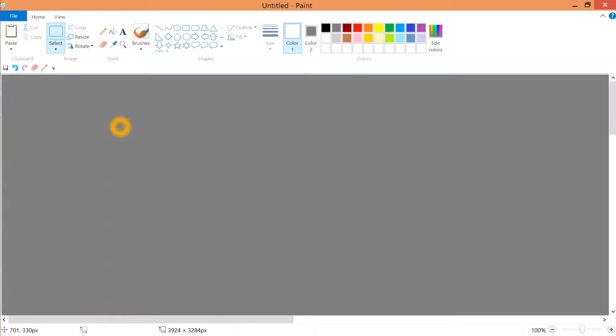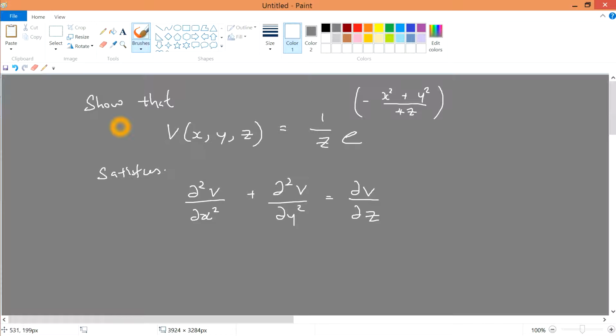And therefore, to do up my questions, allow me to share with you. Show that the function v in terms of x, y, z, a function containing x, y, z, is equal to 1 over z exponential, etc. I don't know what I'm talking about, but okay, this is the question. In other words, v is equal to this one.